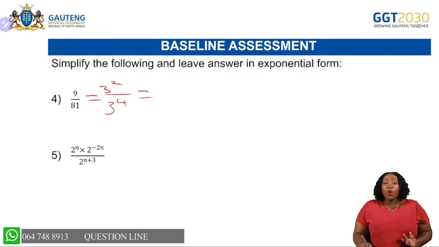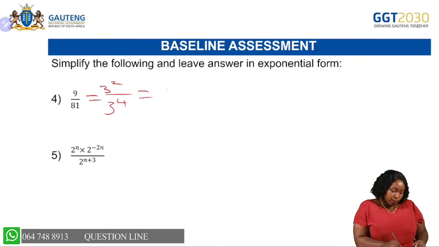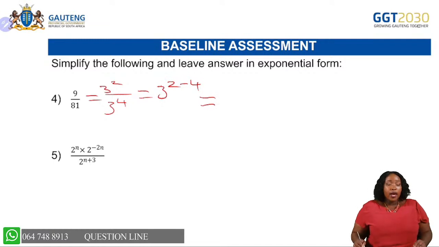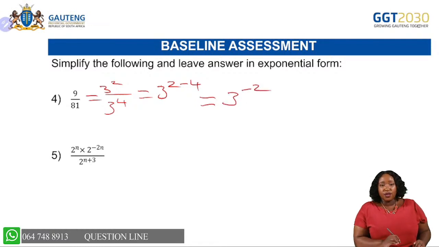All right, once you have that, you can now apply your law. Powers of the same base are being divided, therefore we have to subtract the exponents, and 2 minus 4 will give you how much? It will give you a negative 2. So here you have 3 to the negative 2 as your final answer.